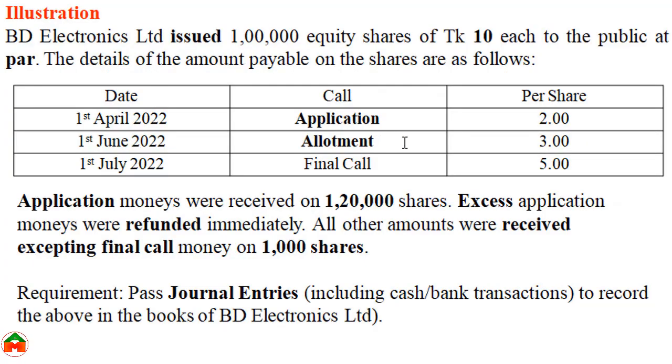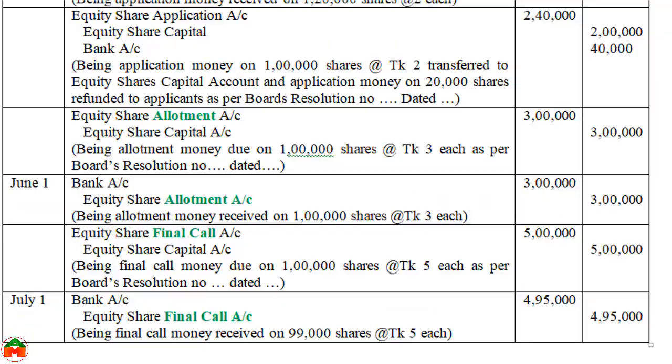And you can see you are going to receive Taka 3 for the allotment, and whenever you are deciding for the allotment, the journal is equity share allotment account debit, equity share capital account credit. And out of this allotment, whenever you are receiving money, the journal is bank account debit, and here this allotment would be shown in the credit side, equity share allotment account credit.